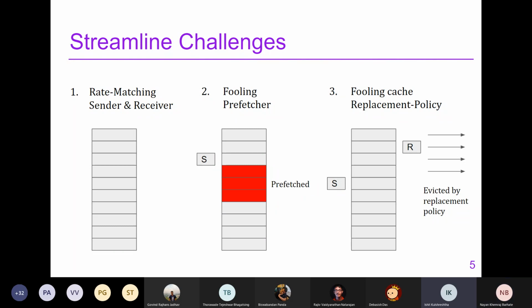So to summarize, we need the sender and receiver to go at the same rate. We want the sender and receiver to have a bounded gap. We want to fool the prefetcher and we want to fool the cache replacement policy. So let's address it one by one.